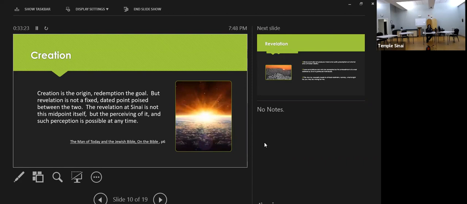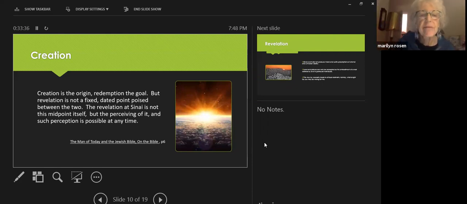The next slides are on creation and revelation. Let's see if it unfolds any other information for us. Who might like to read this slide? I would read it. Creation is the origin, redemption the goal. But revelation is not a fixed, dated point poised between the two. The revelation at Sinai is not this midpoint itself, but the perceiving of it, and such perception is possible at any time.